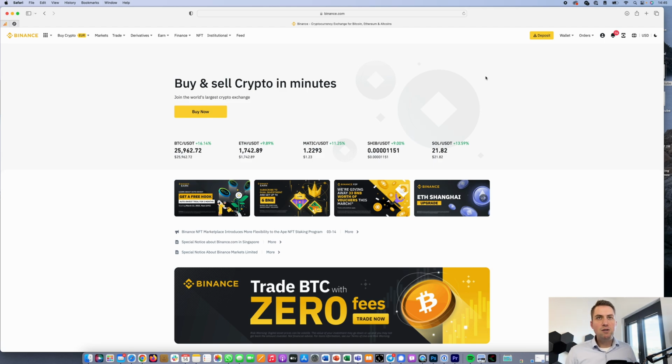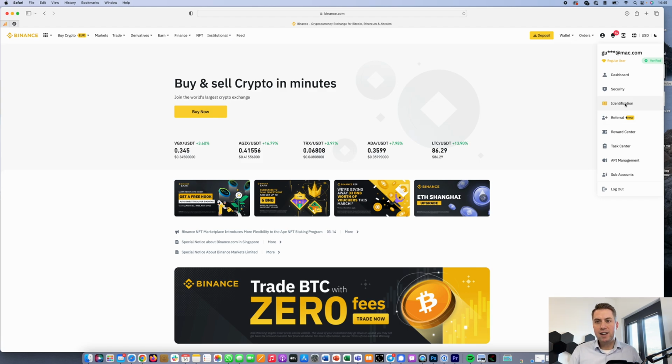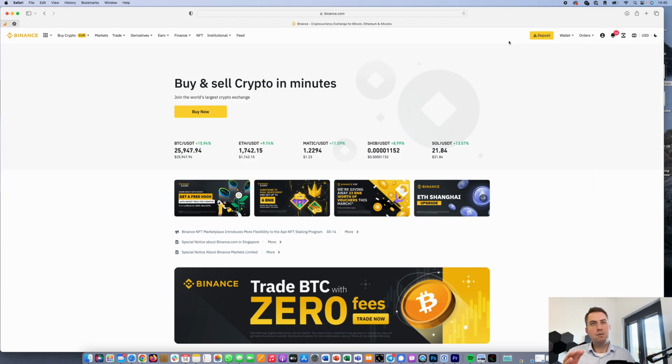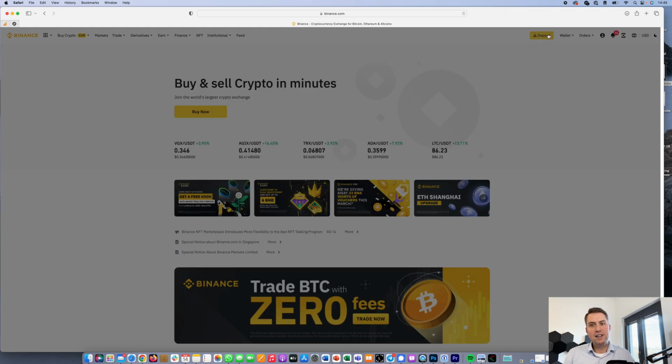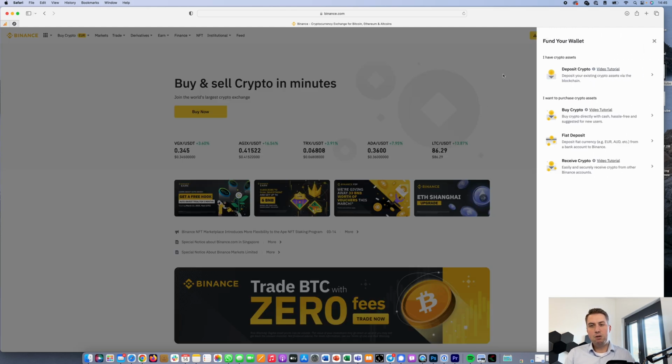So first of all, once you have an account and you are verified, you can see that here. Otherwise, you need to go on identification here and upload a picture of your passport or ID card. The first thing we want to do right now is deposit some money into our Binance account. And there are several ways to do that.